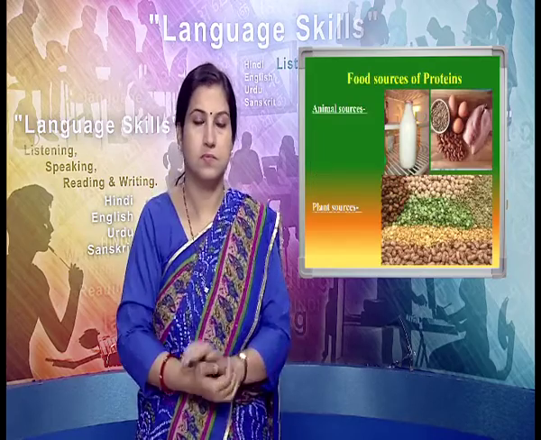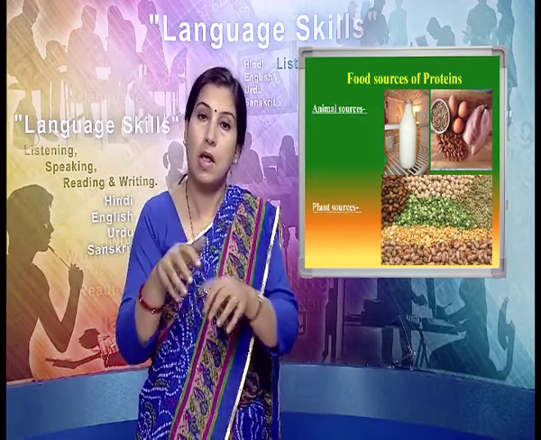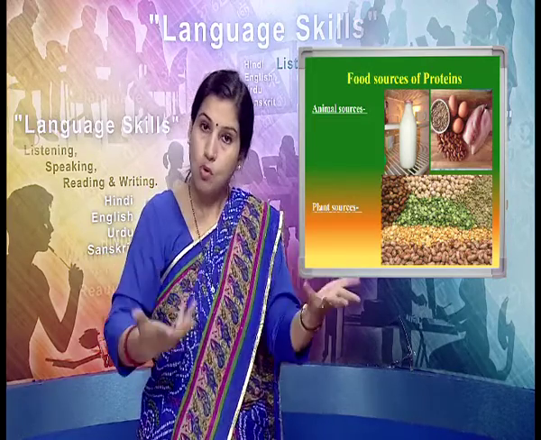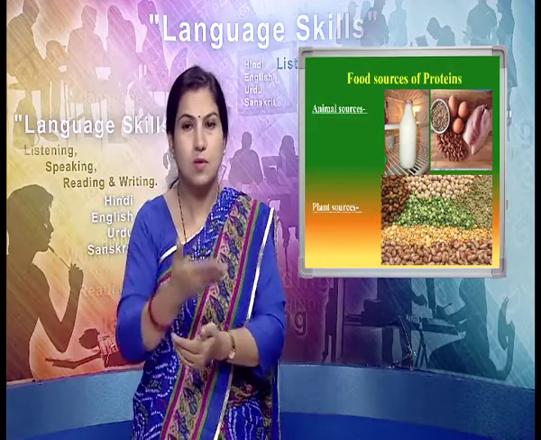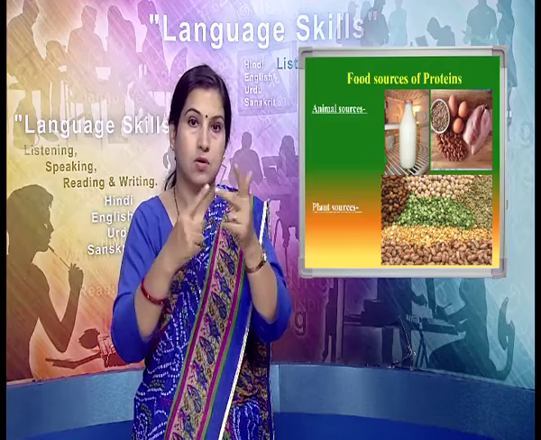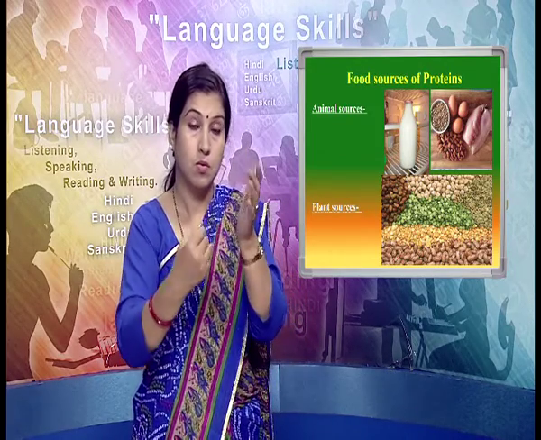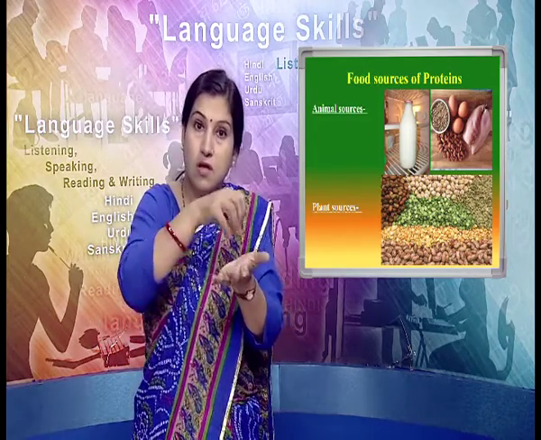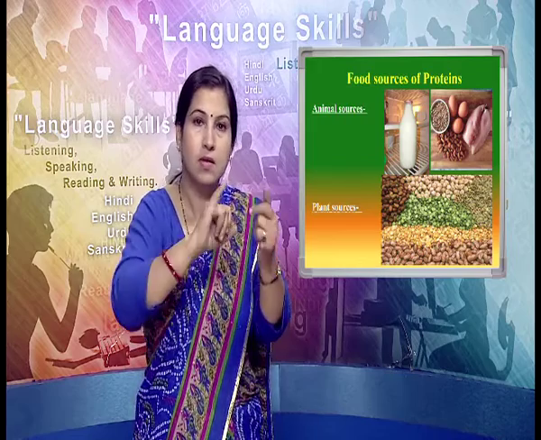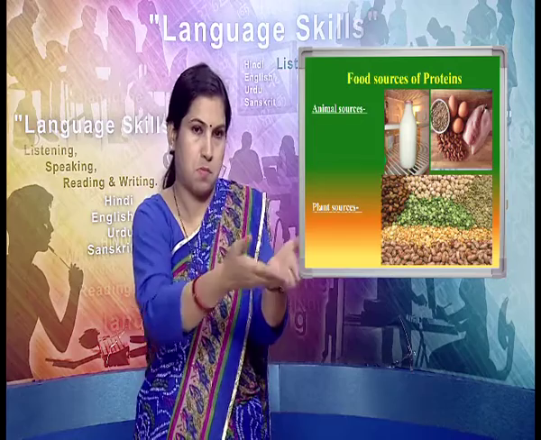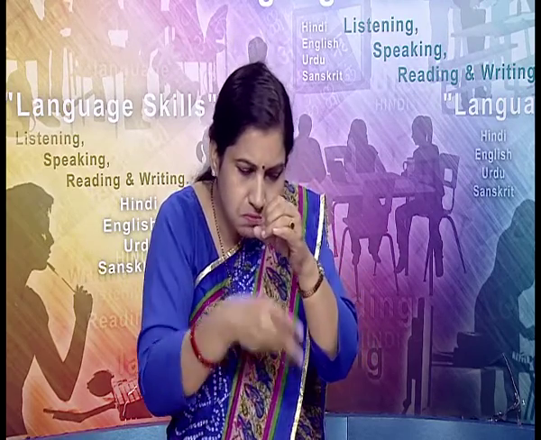Now let us see what the sources of protein are. Protein can be obtained from animal sources as well as plant sources. Eggs, fish and meat are good sources of protein. They are animal sources of protein. But certain proteins are also available from plant sources like cereals, pulses, nuts, groundnuts, soya bean, and some vegetables. Proteins are composed of very small units called amino acids.